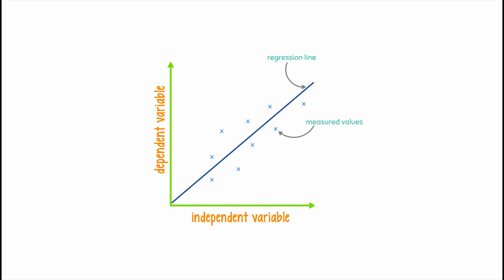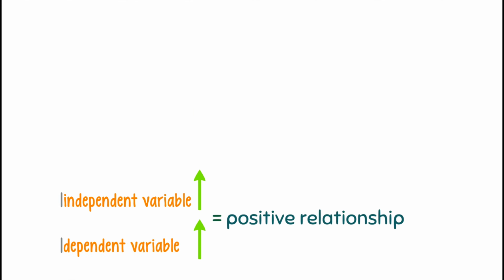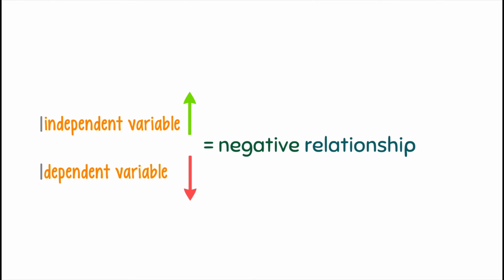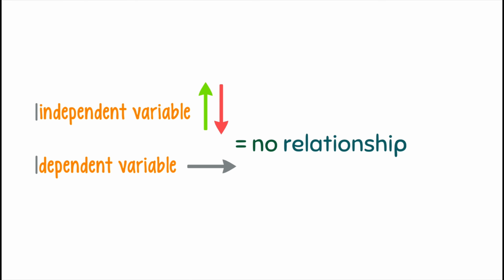The goal is to minimize the distance between the calculated line and the actual observed values to keep possible errors as small as possible. In our case, we are dealing with a positive relationship because an increase in the independent variable leads to an increase in the dependent variable. However, if an increase in the independent variable leads to a decrease in the dependent variable, then we are dealing with a negative relationship. And if the independent variable increases or decreases, but this does not lead to any change in the dependent variable, then there is no relationship at all.